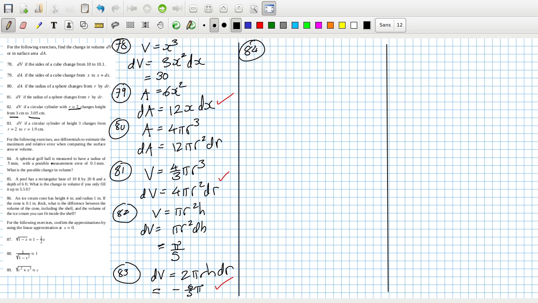A spherical golf ball is measured to have a radius of 5 millimeters with a possible measurement error of 0.1. What is the possible change in the volume? So dV is 4 pi r squared dr, so that would be plus or minus 4 pi r squared dr. So that's plus or minus 10 pi.